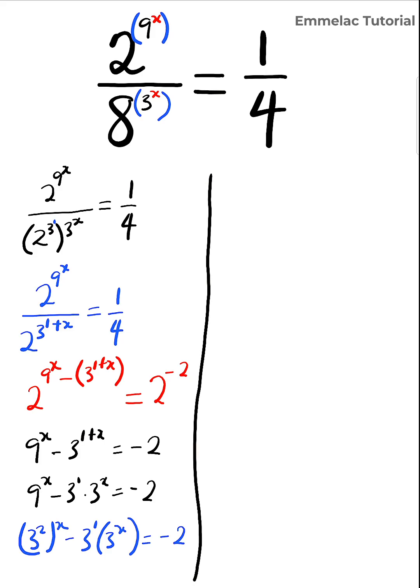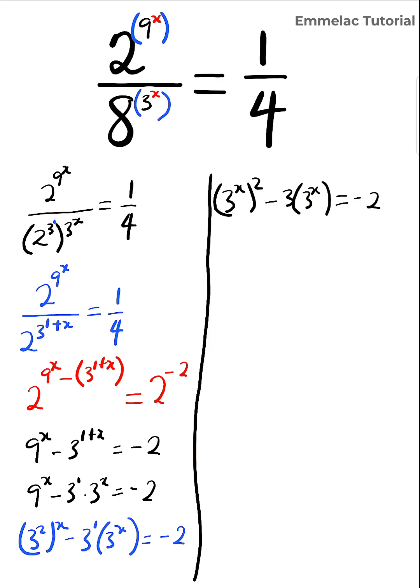At this point, I can swap this exponent, now giving us 3 raised to x, all raised to 2, then minus 3 times 3 raised to x, equals negative 2. So at this point we can see we have a common term here. Let's make that common term a variable y. So we probably use some sort of substitution method to solve for x.